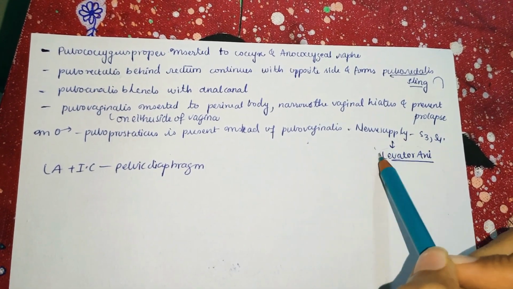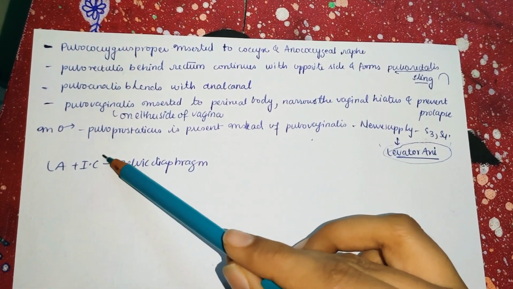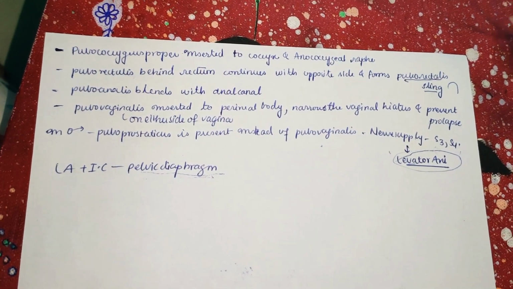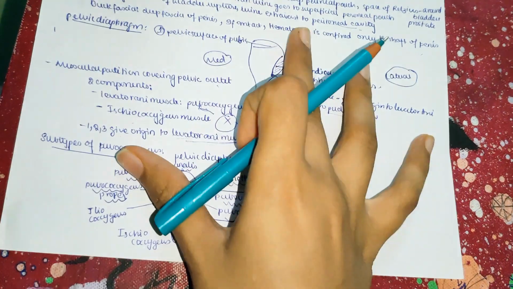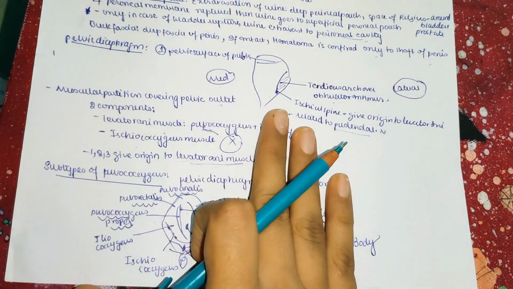Now the nerve supply of levator ani is S3, S4. So levator ani along with ischiococcygeus will form the pelvic diaphragm. So again levator ani is nothing but it is formed by, we have seen here, pubococcygeus plus iliococcygeus, right?